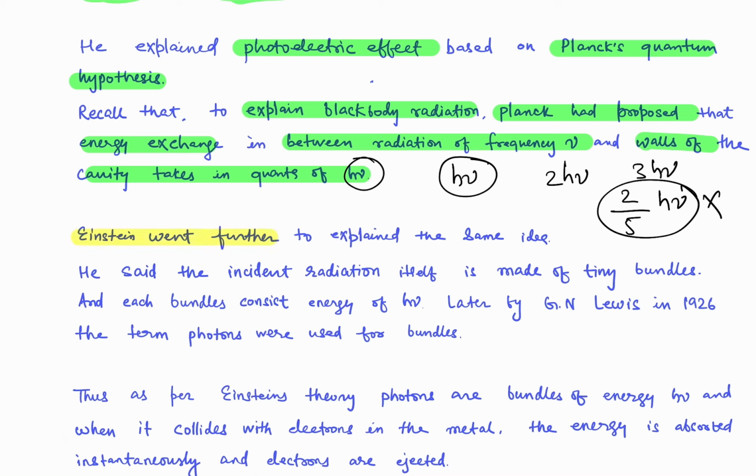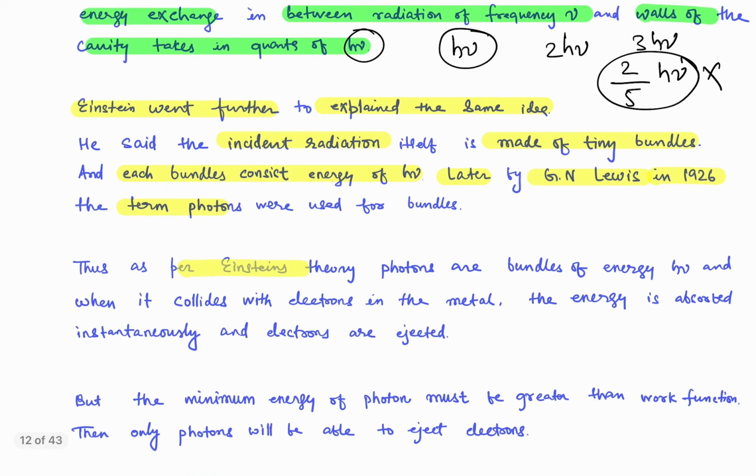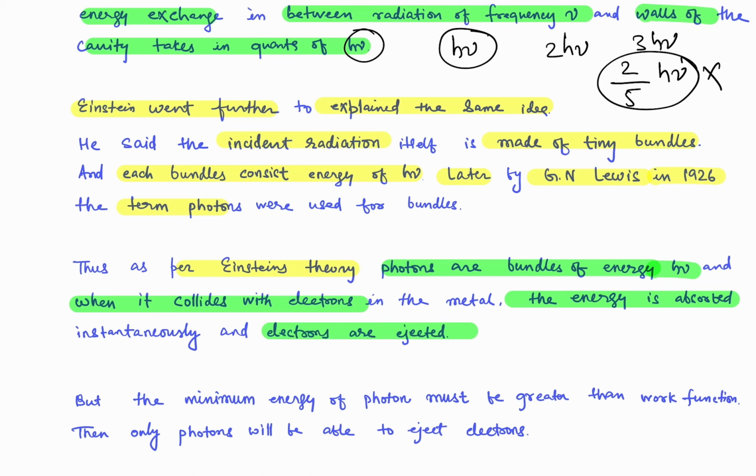Einstein also went further and explained the same idea in a different manner. He said that incident radiation itself is made of tiny bundles, and each bundle consists of energy h nu. Later, G. N. Lewis in 1926 called these photons. So the term photon was used by G. N. Lewis and not Einstein. Thus, as per Einstein's theory, let me make it very clear again: photons are bundles of energy of h nu, and when one collides with an electron in the metal, the energy is absorbed by the electron and the electron is ejected. So energy exchange is taking place basically in the photoelectric effect.